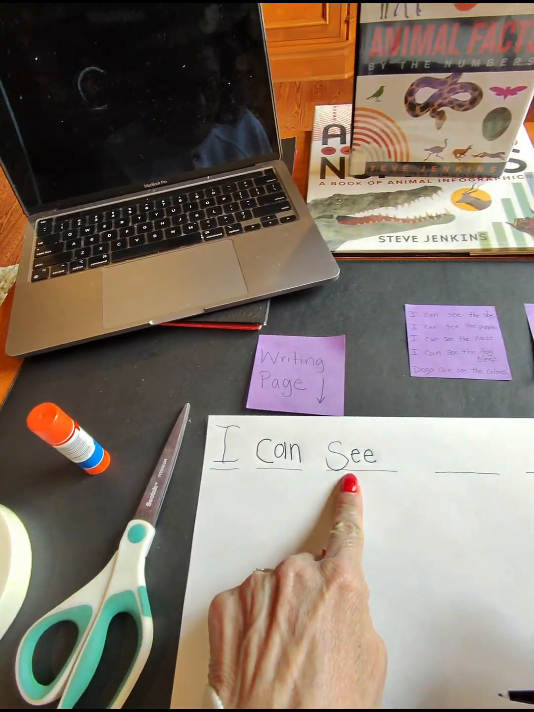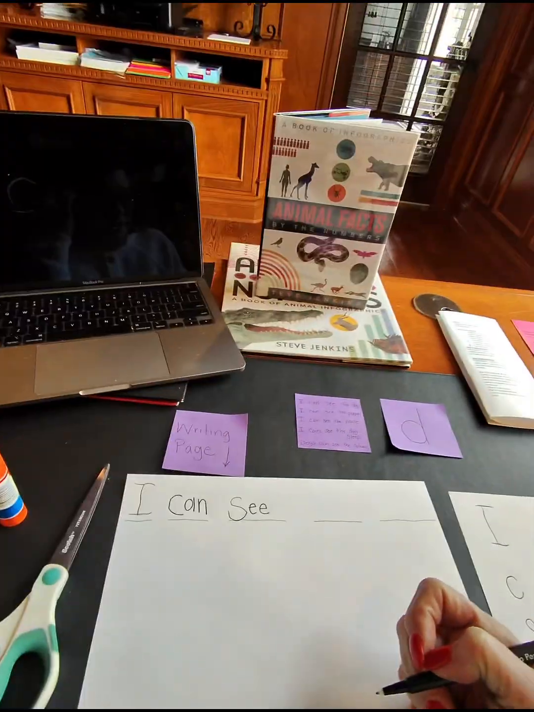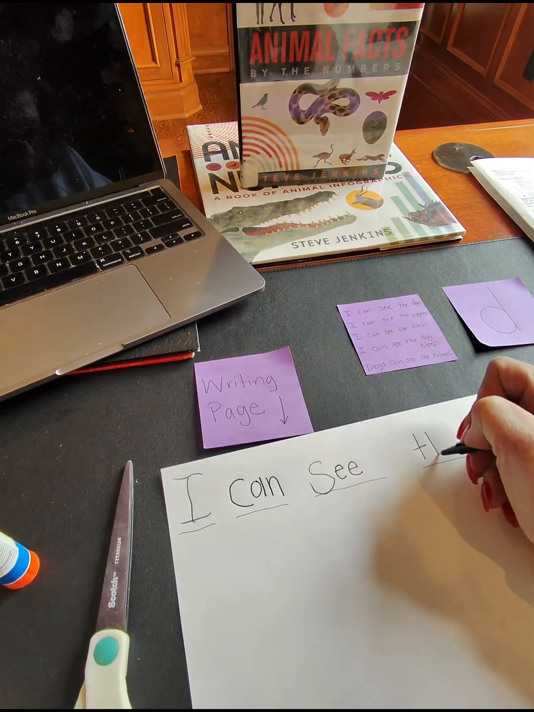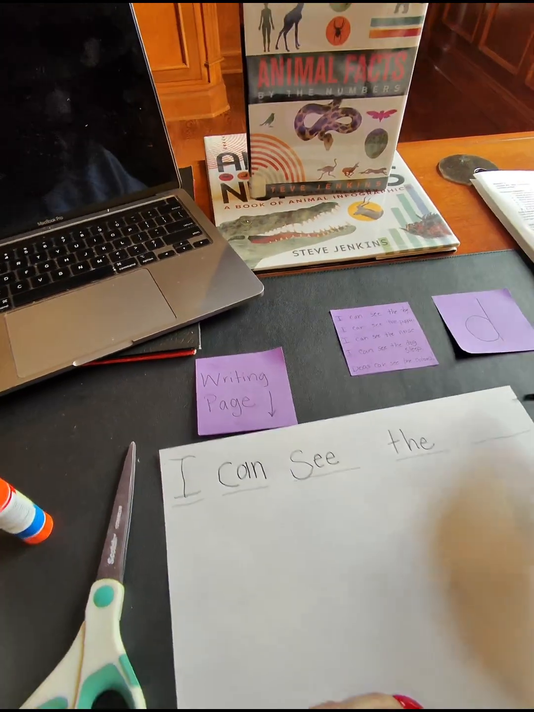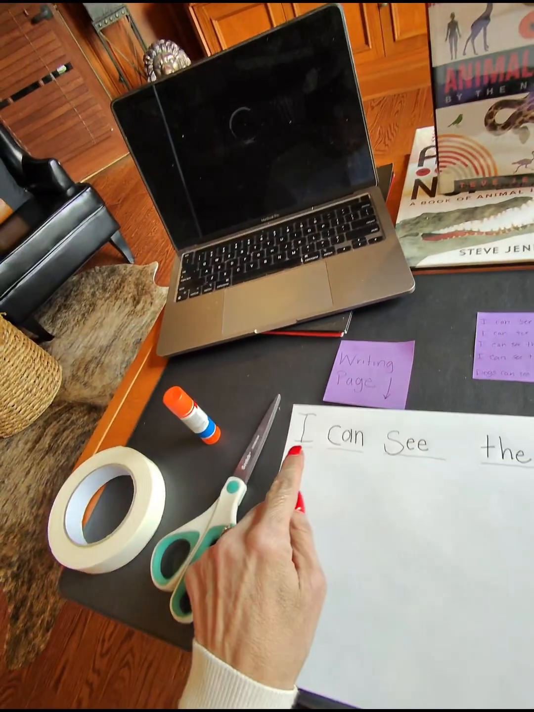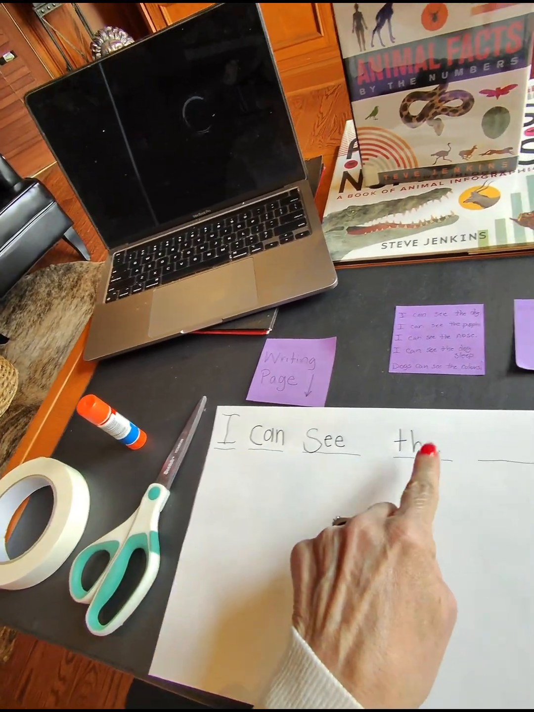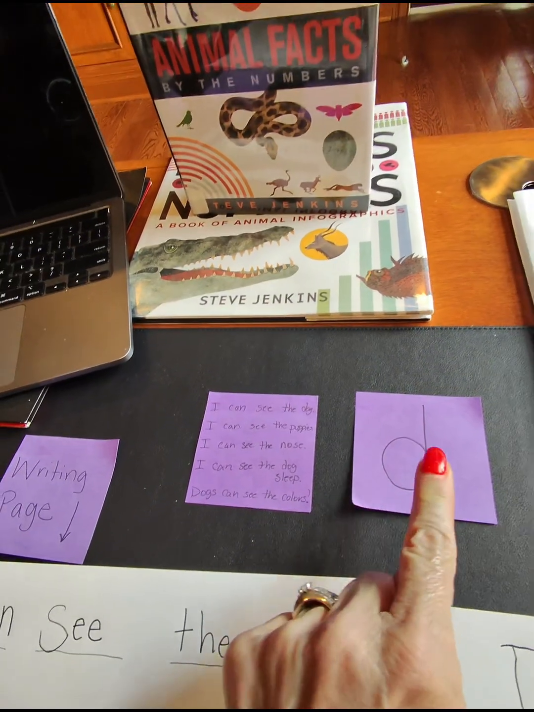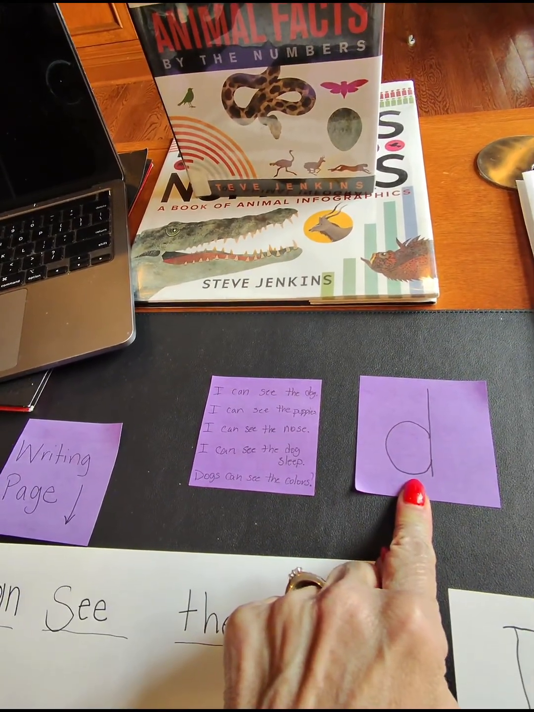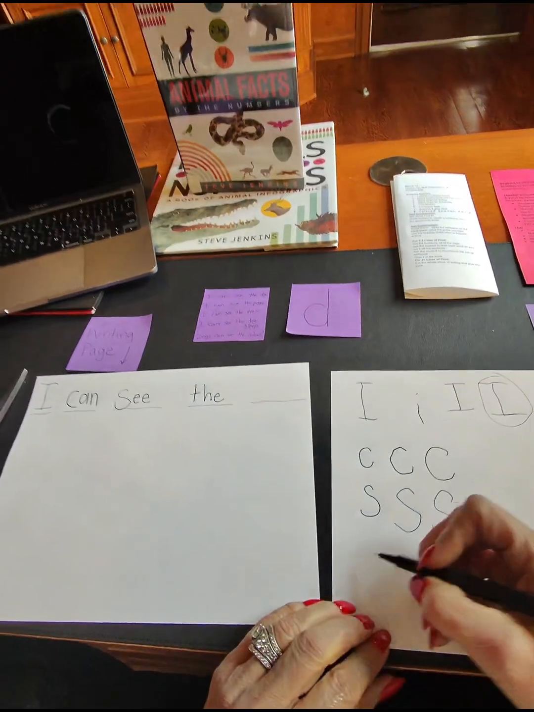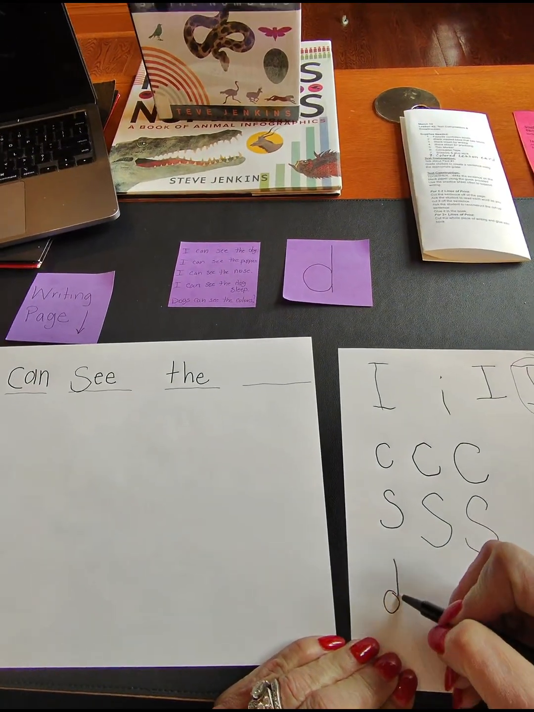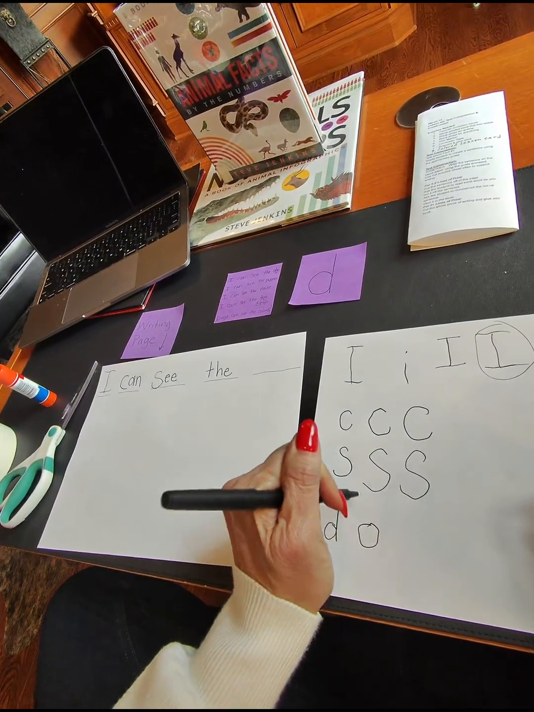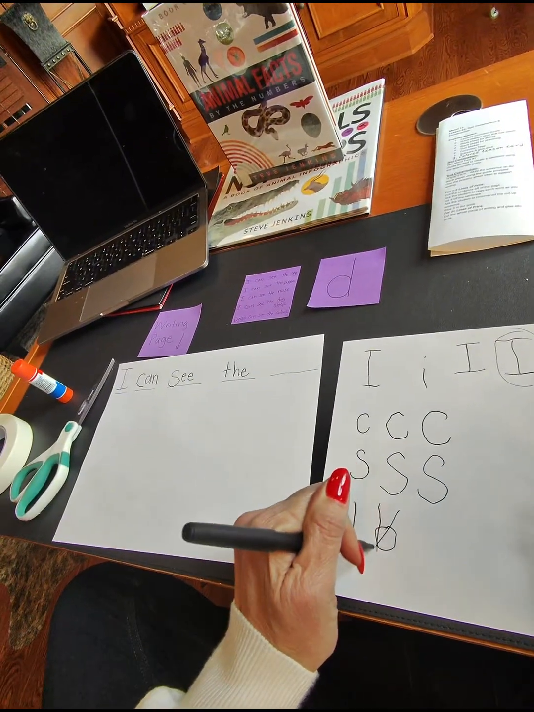Now I'm going to reread. I can see the. Depending on how their patience is going, I might just write in the word the because I really want to get to this next word, dog. I can see the dog. And you notice I have that D right there. That's a D, lowercase d. I want you to make your D look just like that. Circle around, long stick down. Now they're going to try it. Circle around, long stick. Oh, nope. We got to have that on the other side.